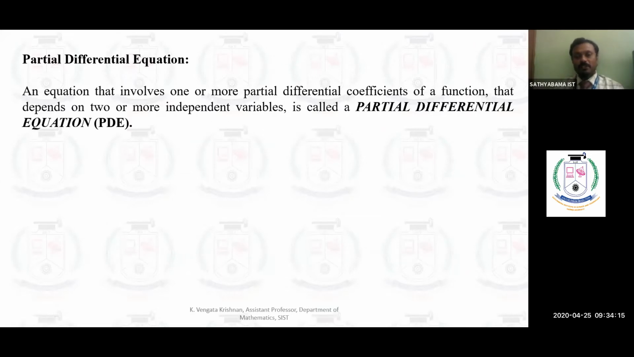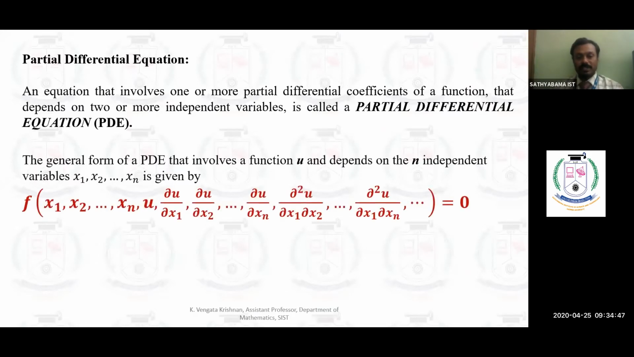Suppose f is a function of x and y. The partial differential coefficients are ∂f/∂x, ∂f/∂y, ∂²f/∂x², ∂²f/∂y², and so on, the first order and second order derivatives. So any equation that involves the partial differential coefficients of the function, and remember the function should depend on two or more independent variables, otherwise it becomes an ordinary differential equation. Such equations are called partial differential equations.